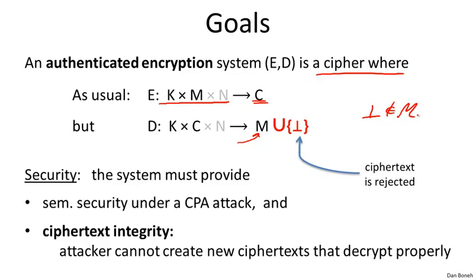Now, what does it mean for an authenticated encryption system to be secure? Well, the system has to satisfy two properties. The first property is that it has to be semantically secure under a chosen plaintext attack, just as before. But now there's a second property, which says that the system also has to satisfy what's called ciphertext integrity. What that means is that even though the attacker gets to see a number of ciphertexts, it should not be able to produce another ciphertext that decrypts properly. In other words, that decrypts to something other than bottom.